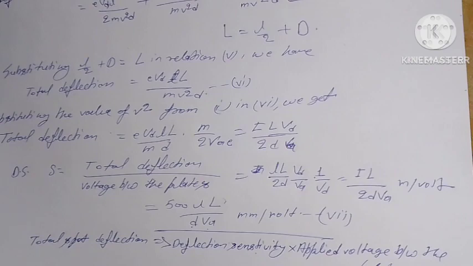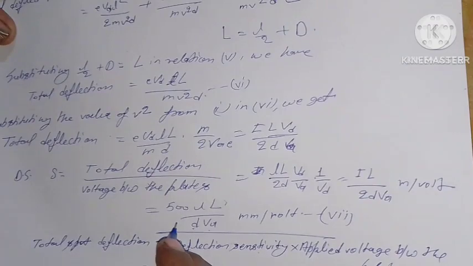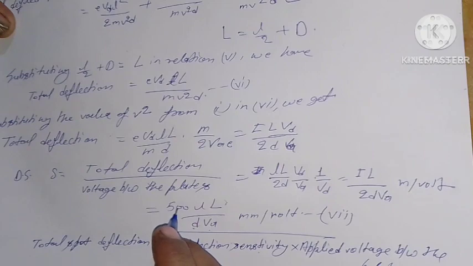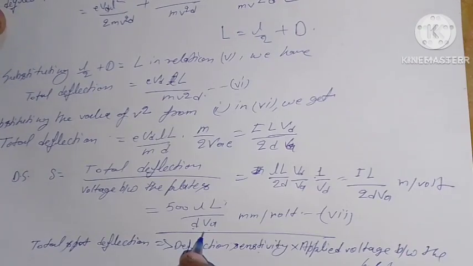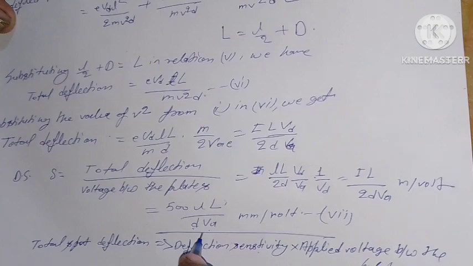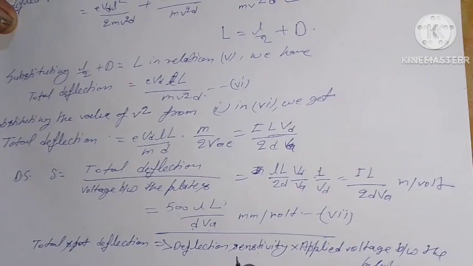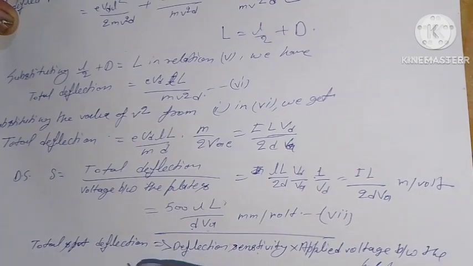Thus we can see that the deflection sensitivity can be increased by reducing the anode voltage. But this reduces the brightness of the spot. The disadvantage can be overcome by accelerating the beam after it has passed through the deflection system.